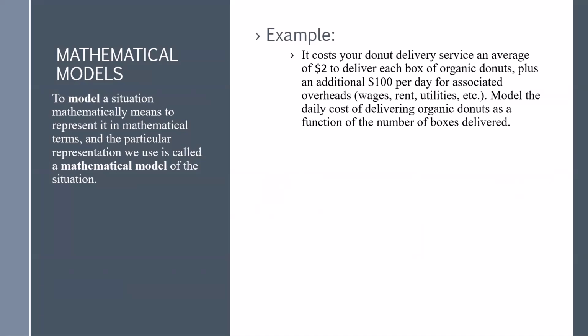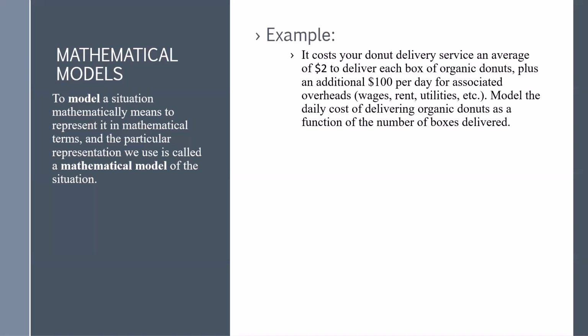For example, it costs your donut delivery service an average of $2 to deliver each box of organic donuts, plus an additional $100 per day for associated overheads, like wages, rent, and utilities. Model the daily cost of delivering organic donuts as a function of the number of boxes delivered.